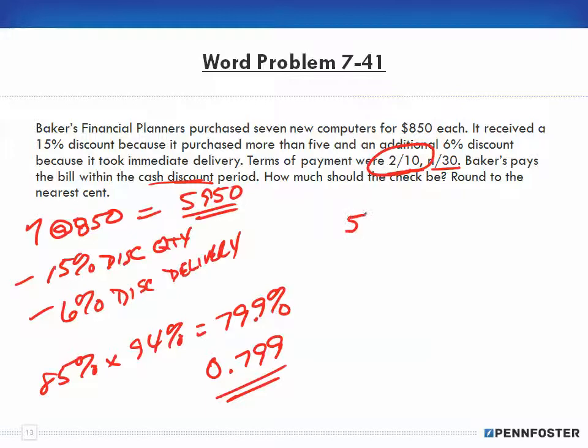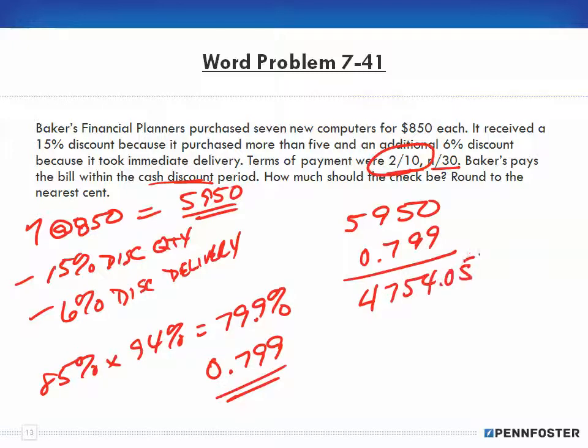And I take my 5,950, and I multiply that by my chain discount. All right, that was 0.799. That gives me a net price of $4,754.05. Okay, now remember, you're taking all of your other discounts before you take your term discounts.